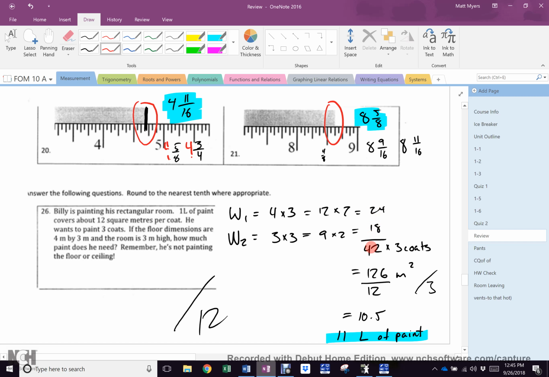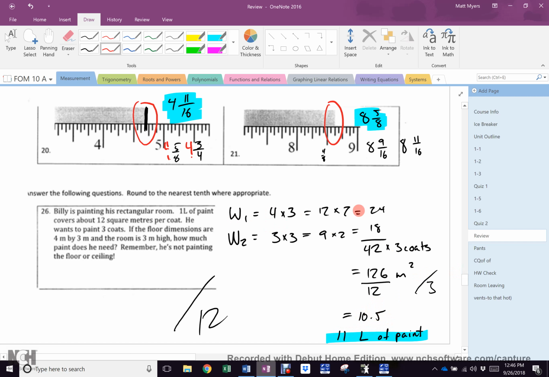Billy bought cheap paint. He needs to paint 3 coats. So he needs to paint 42 times 3, which is 126 meters. Each liter of paint covers 12 meters. So I do 126 divided by 12, which gets me 10.5. But I cannot go to Home Depot and say, "Dude, I need a half a can of paint." I have to buy the whole can of paint. So I need to buy 11 cans of paint. 6 liters.